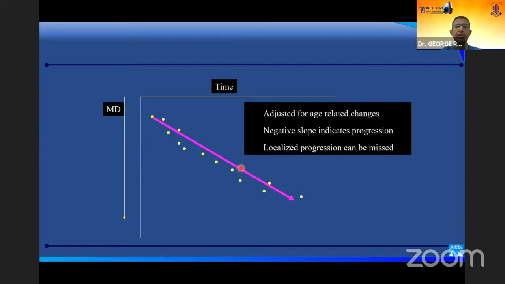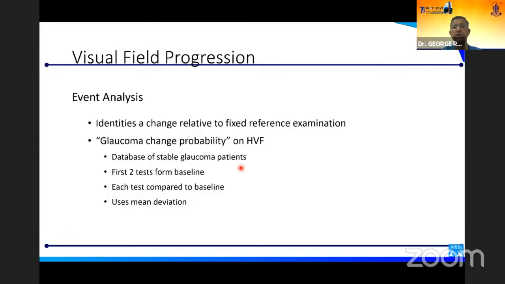The problem with this technique is that you can miss localized progression. In order to detect localized progression, that is just a couple of points getting worse, an event analysis is done, where you compare the rate of progression at each of these points with a database of standard stable patients.